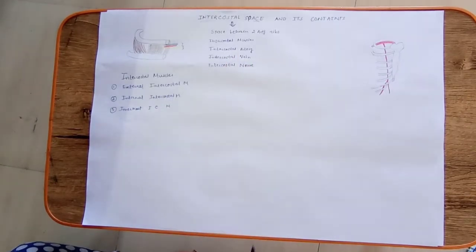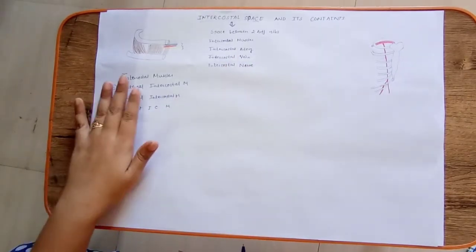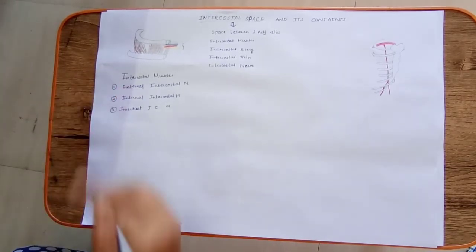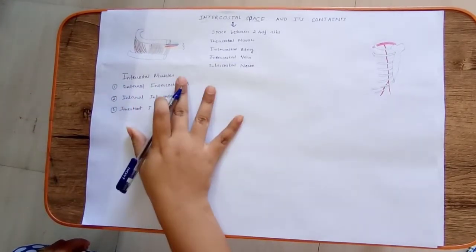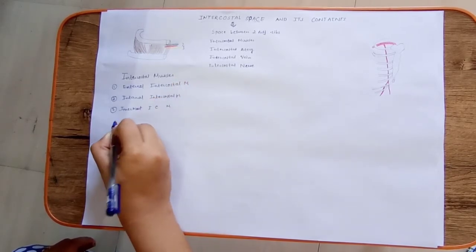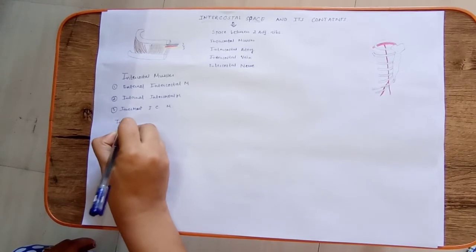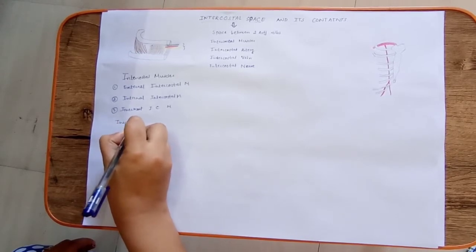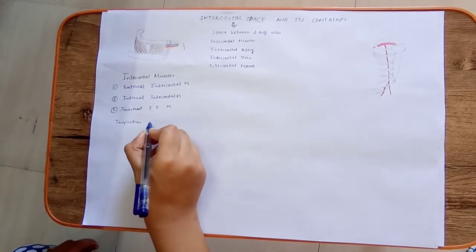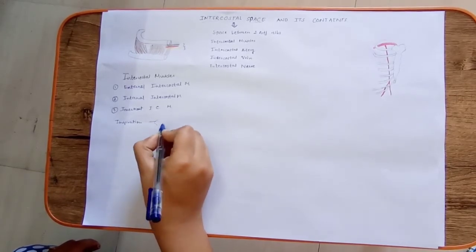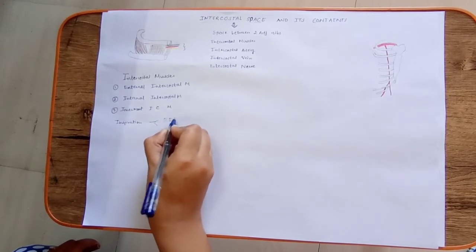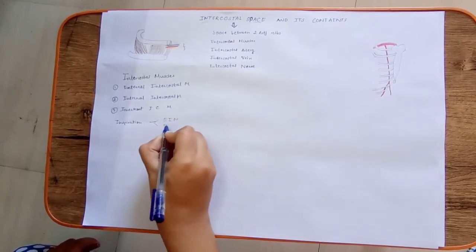So what is the action of these muscles? These muscles basically support respiration. With this reference, we'll discuss the muscles of respiration. Muscles of inspiration: basically there are two muscles, the external intercostal muscle and the diaphragm.